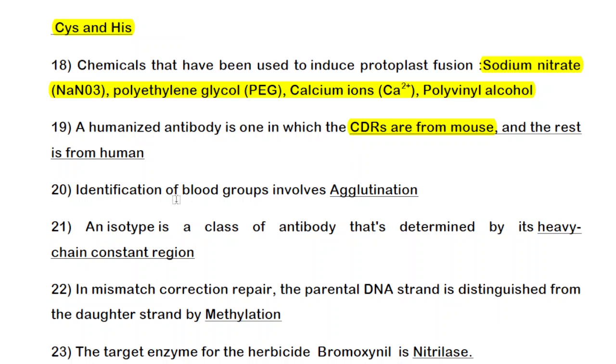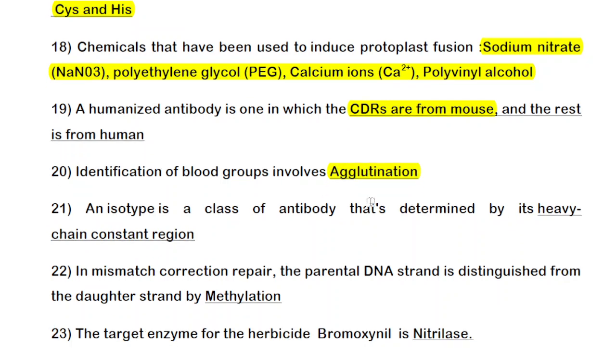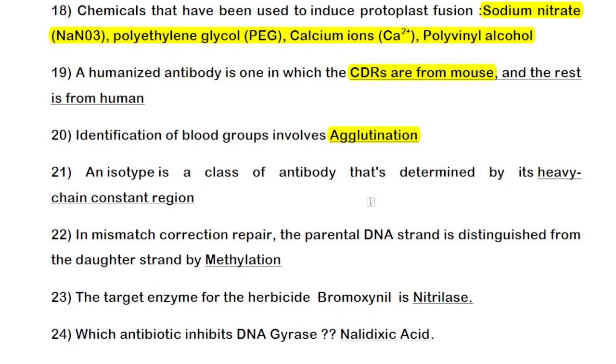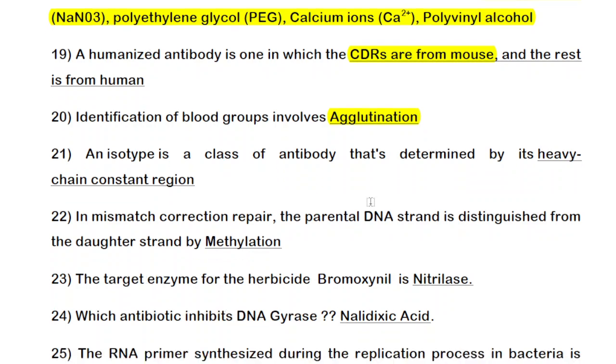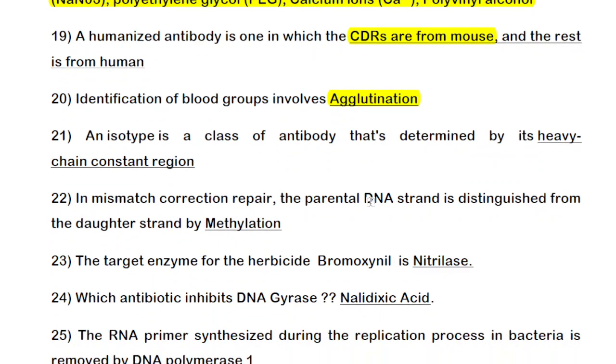Question number 20 says identification of blood group involves agglutination. So you need to know about the difference between agglutination and precipitation. In agglutination, insoluble or particulate antigen will be employed, and in precipitation, soluble antigen will be employed.